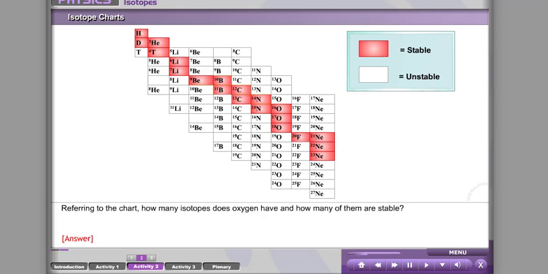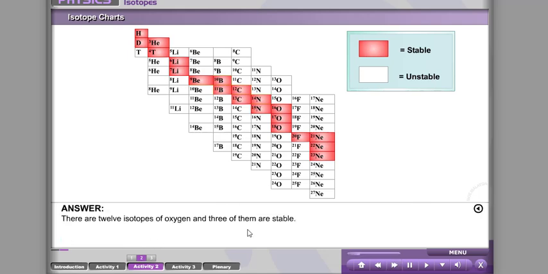Referring to the chart, how many isotopes does oxygen have and how many of them are stable? Answer: there are 12 isotopes of oxygen and 3 of them are stable.